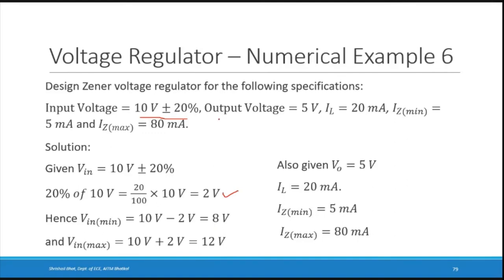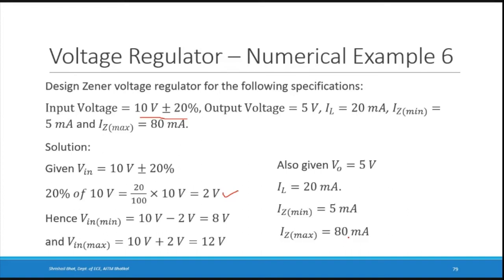It is also given the output voltage is 5 volts. You take that as V0, equal to 5 volts. And load current IL is given as 20 milliamps. Then IZ min is given as 5 milliamps. IZ max is given as 80 milliamps. So these are all the things that are given.